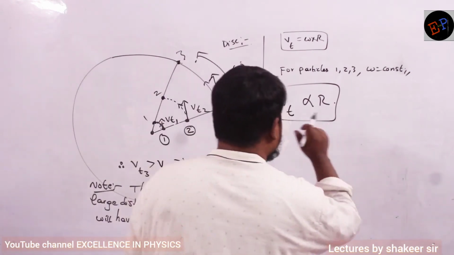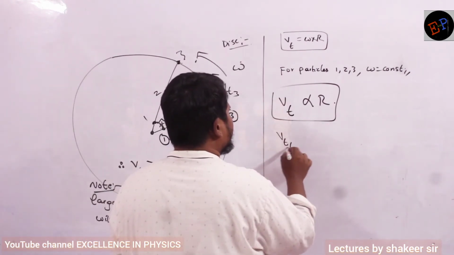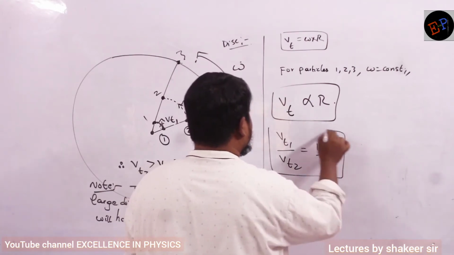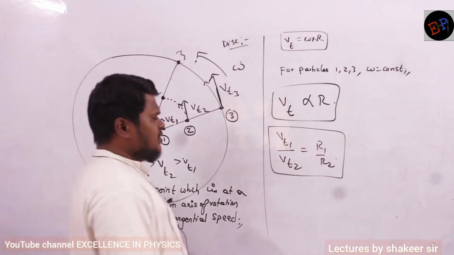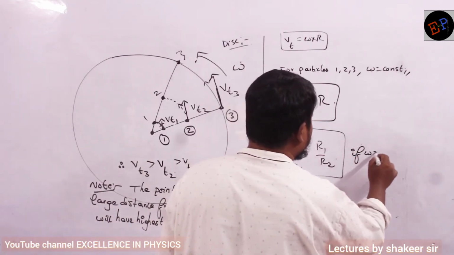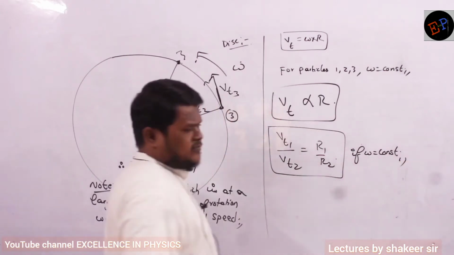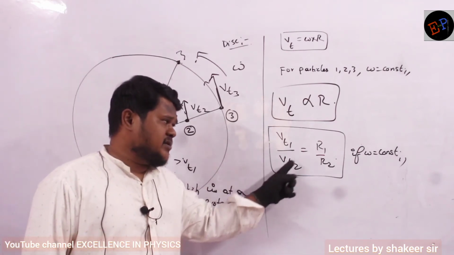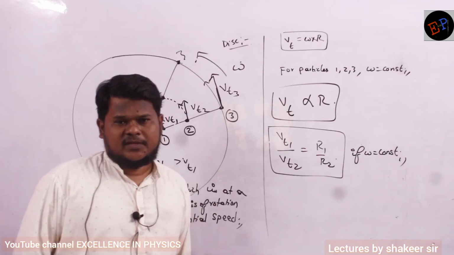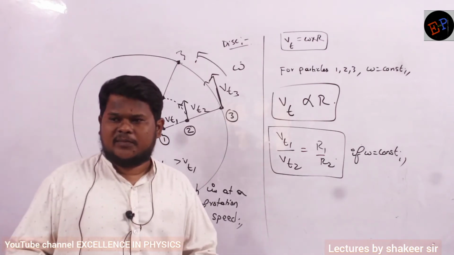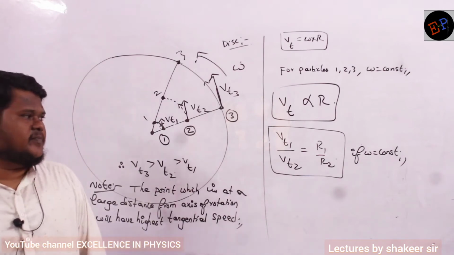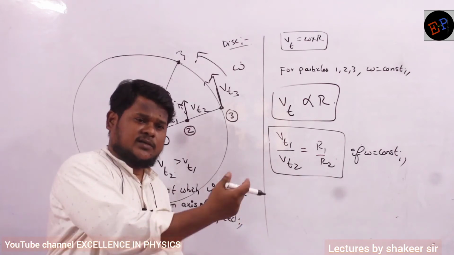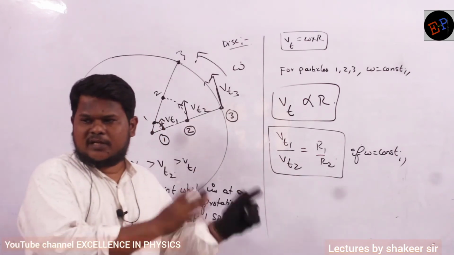So V tangential is directly proportional to R. In the form of an equation, I can write Vt1 divided by Vt2 is equal to R1 divided by R2. In which condition? If omega is a constant, if bodies are rotating with the same angular velocity, then tangential speeds and radii can be related like this: Vt1 by Vt2 is equal to R1 divided by R2. Clear, no? That's it. Now, whatever equations we use in kinematics, the same equations you can use in circular motion, in rotational dynamics also.